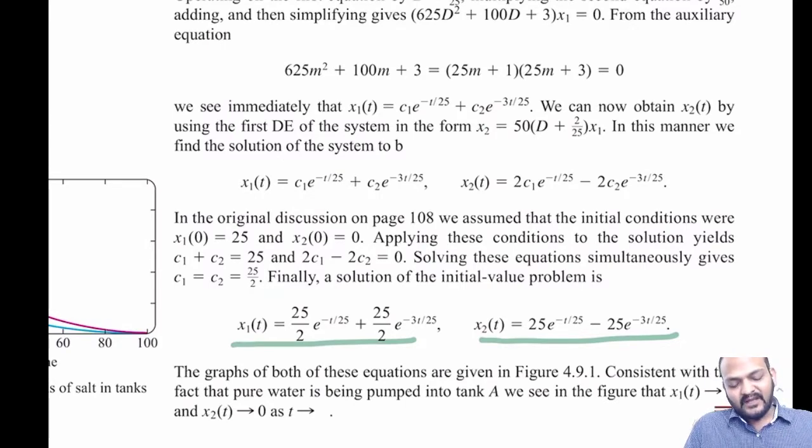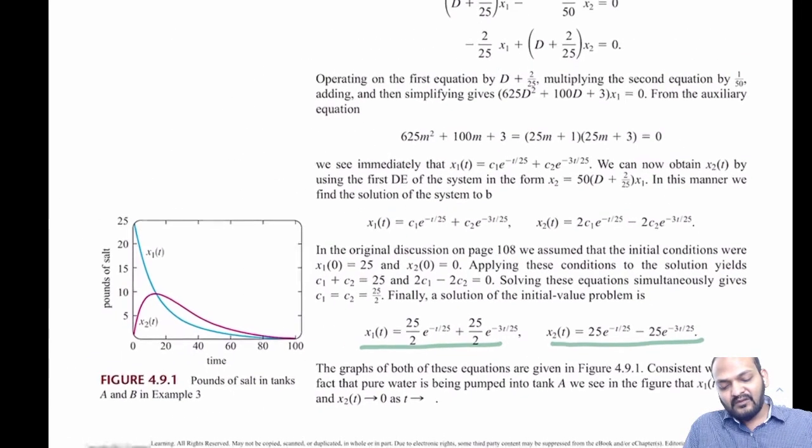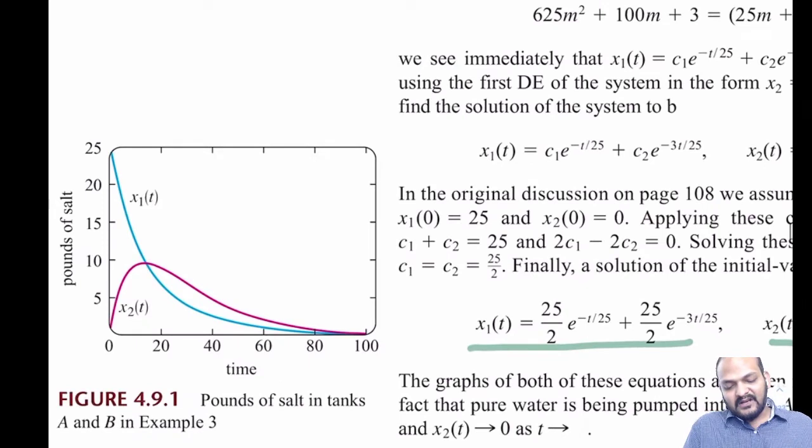So the solution is x1 of t is equal to 25 over 2 e to the negative 2t over 25 plus 25 over 2 e to the negative 3t over 25, and the x2 is 25 e to the negative 2t over 25 minus 25 e to the negative 3t over 25. Even if you graph them, you see that the graph looks like this.